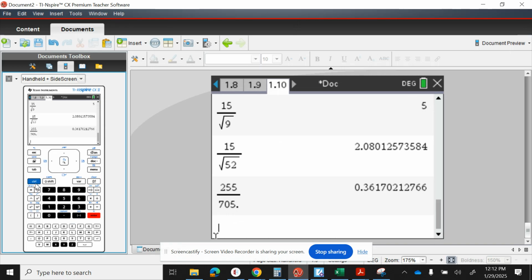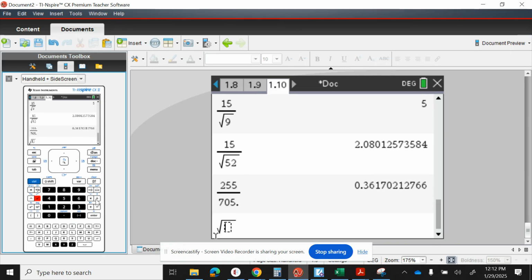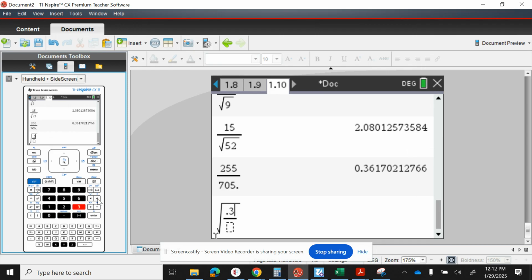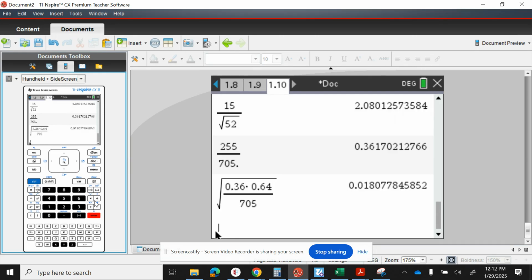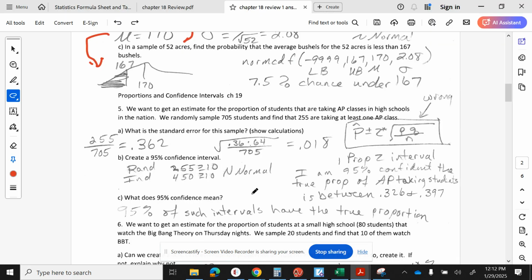Now, the standard error is simply where you take the square root of the p hat you got, and I'm just going to take it at 36, times the q hat, and you put it over the sample size. Our standard error is 0.018.